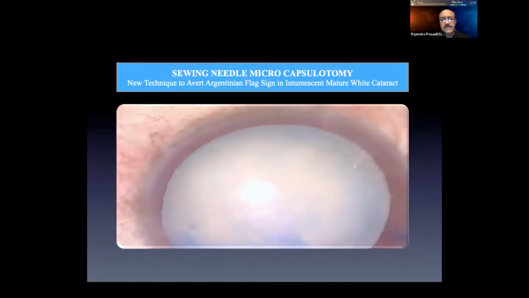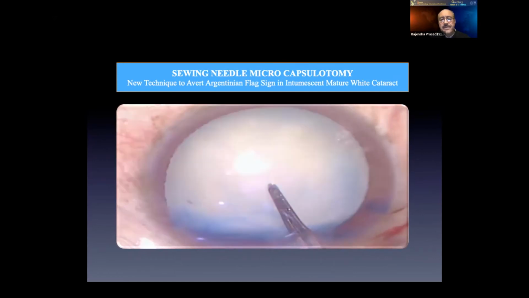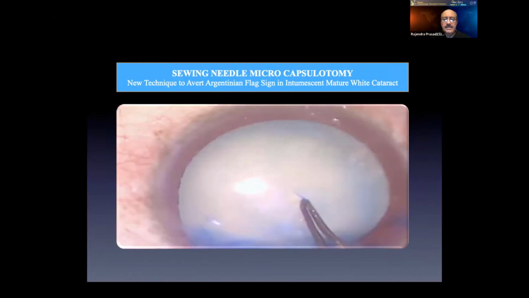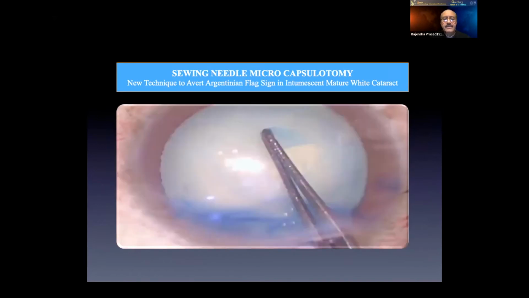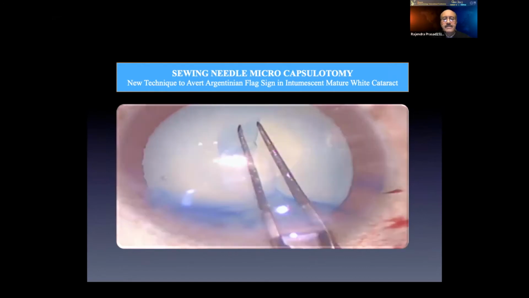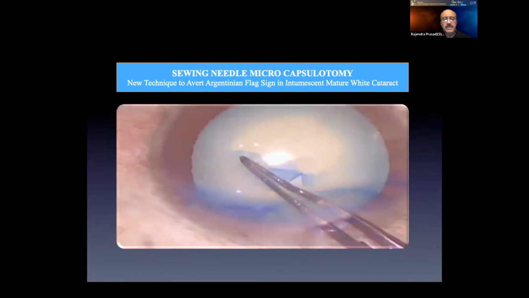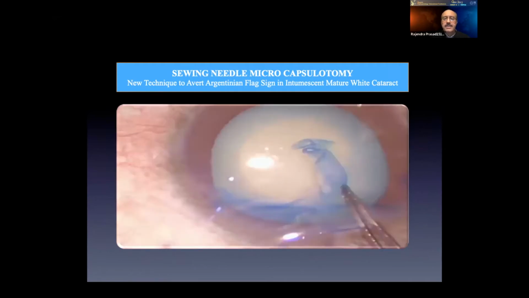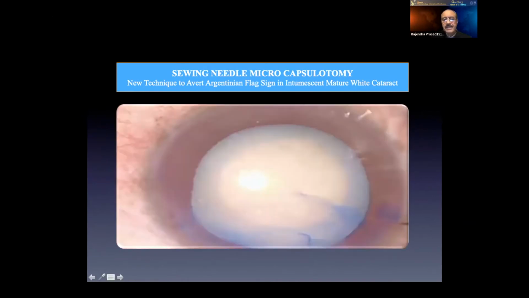And once the capsule is relaxed and the lens is depressurized, then we can start the capsulorhexis from that particular point, and we can prevent the extension of the capsular tear, because there is a completely relaxed capsule. So you don't have to worry about the extension now, because you can continue the capsulorhexis in a simple way. So you just complete the capsulorhexis.